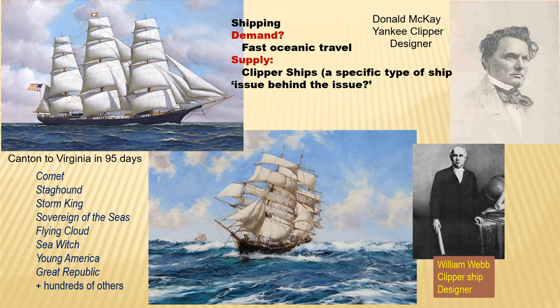What we're talking about here are clipper ships. Now, this is a specific type of ship. And it is entirely an American development. In other words, canal building, that went way back. That went all the way back to the Egyptians. The railroad or the steam locomotive, that had been developed in England, as I pointed out. But the clipper ship is entirely an American development. William Webb and Donald McKay, they're on the right side of your slide. And these are two individuals whose names should be written in letters of gold. Because they made this development called a clipper ship.